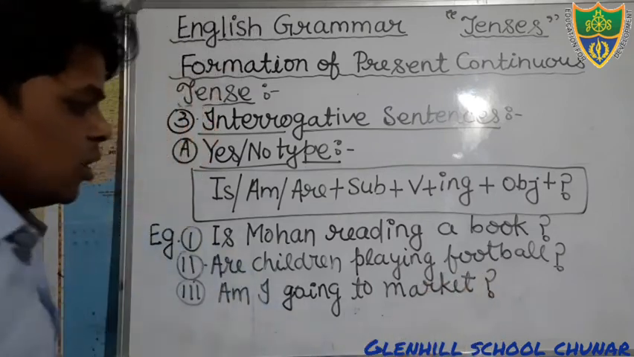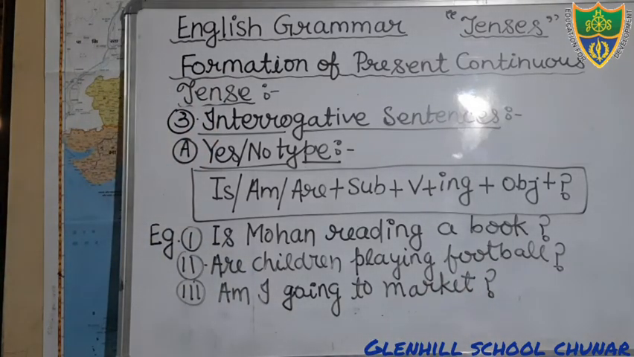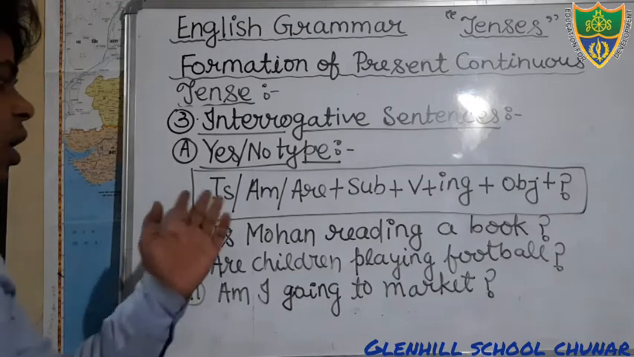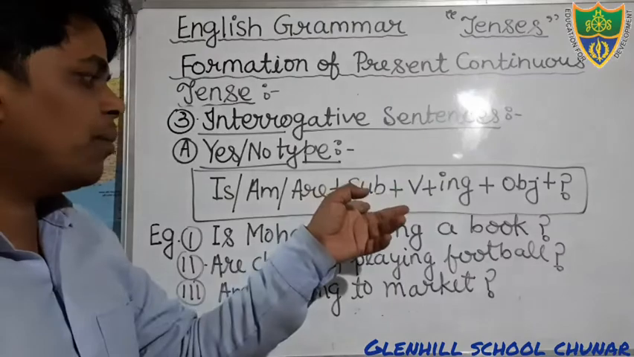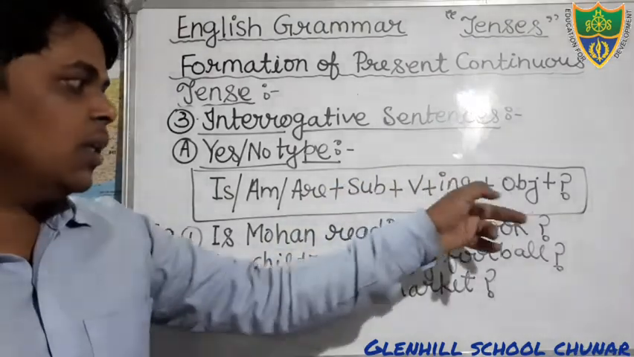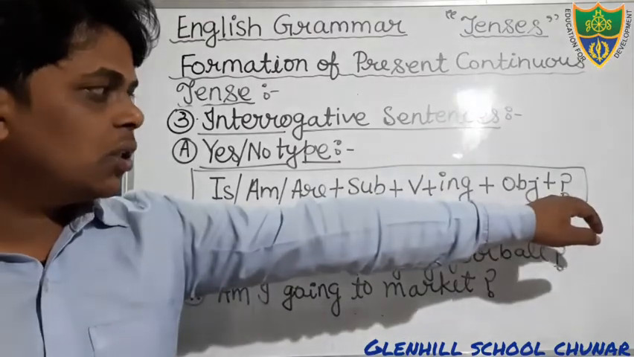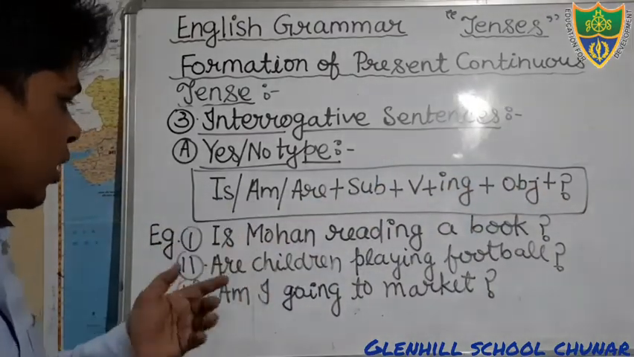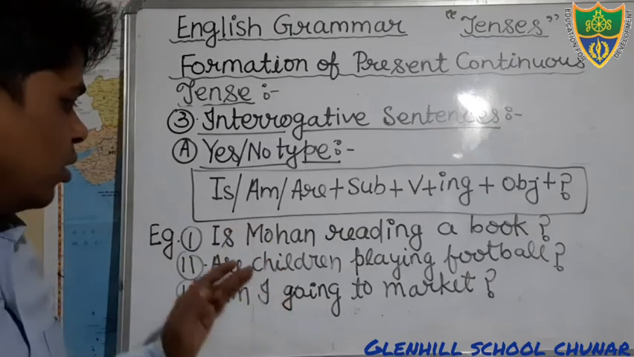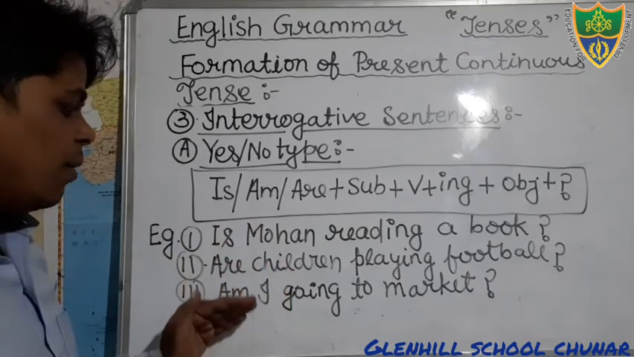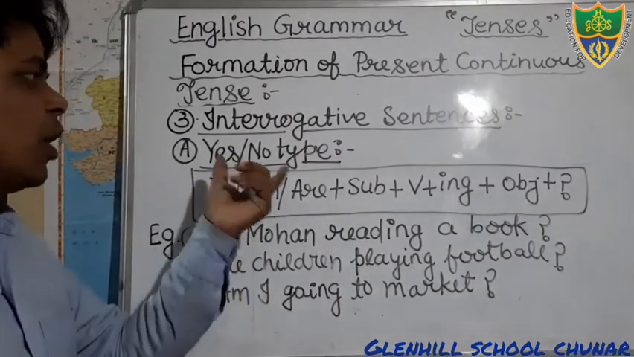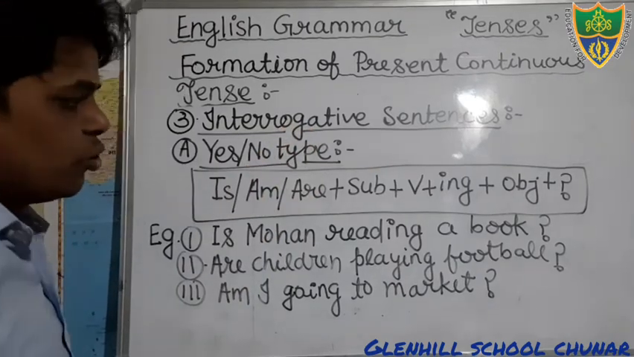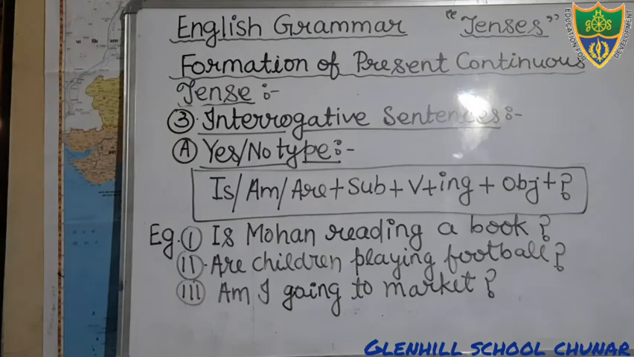Okay, these are the sentences based on the S-no type interrogative sentence of present continuous tense. Okay students, you just see, the helping verb you will use in the beginning of the sentence, is, am, are, according to the subject, then after subject, then after verb, in the verb we will add ing, then after object, and at the last we will use the interrogative mark. Here: Is Mohan reading a book? Are children playing football? Am I going to market? Okay, these are the sentences based on S-no type interrogative sentences. Okay, students, so you write it in your notebook.